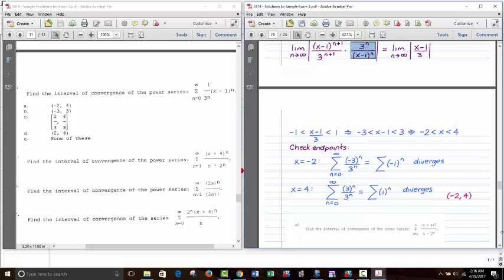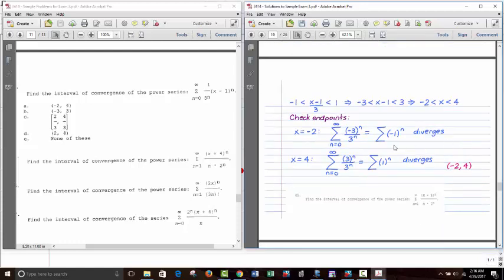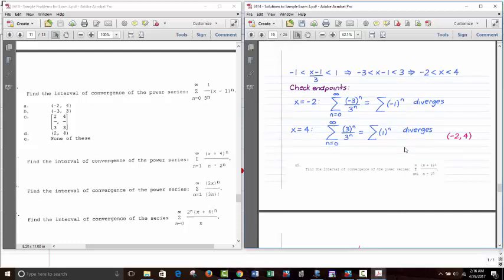Now we have to check for endpoint convergence. So you put in -2, put in 4. This one works a lot like the last one. Don't assume they always do this, because you absolutely will have problems that converge at either one end or both. But this one, when you plug the numbers in, you're going to easily get two diverging series. All right, so it would be between -2 and 4, open interval.